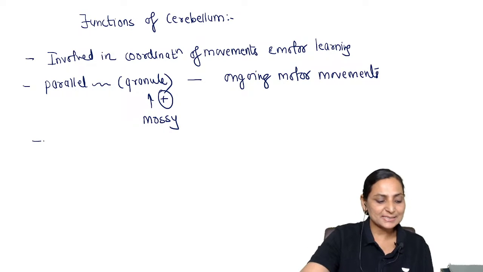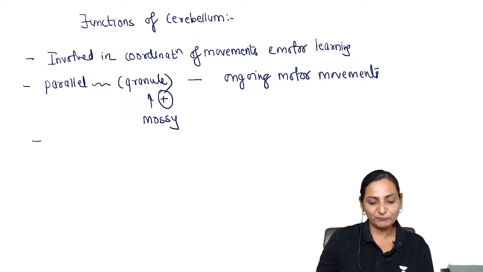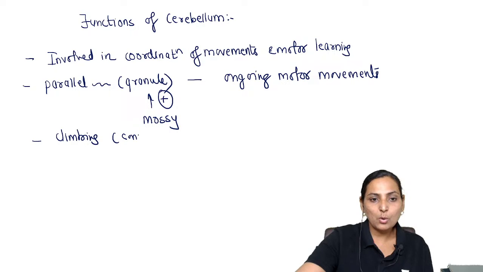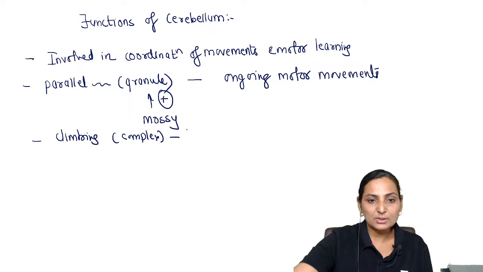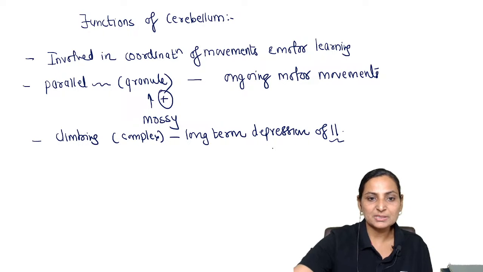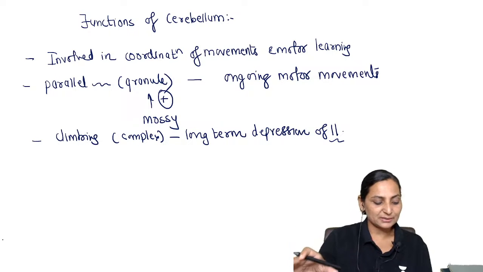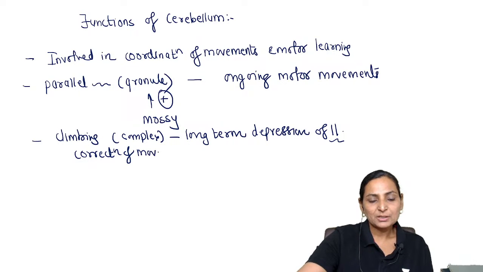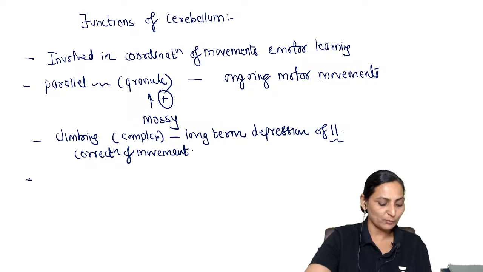Now, suppose there is any mismatch between the planned movement and the ongoing movement. What will the climbing fibers do? These climbing fibers, which form a complex spike, are going to cause a long-term depression of the parallel fibers. That means the ongoing movement will be corrected, and this is the basis of how the cerebellum brings about correction of movement. So the complex spike causes a long-term depression of the parallel fibers and corrects the ongoing movement.